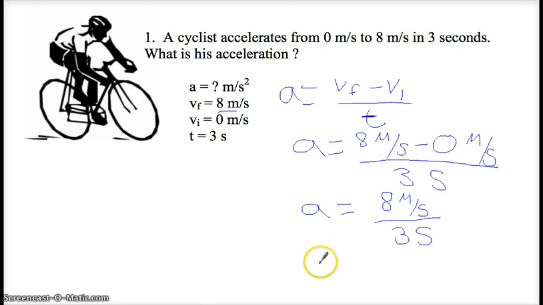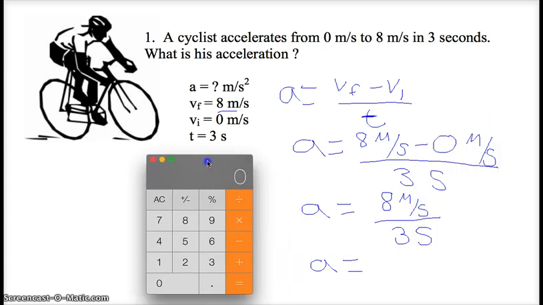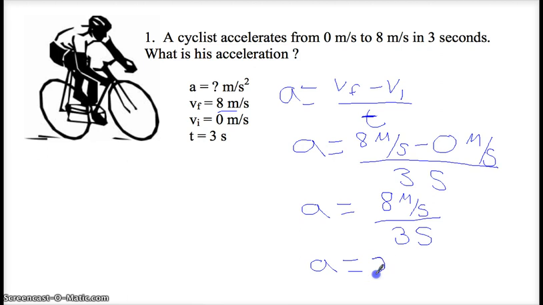So now all I have to do is my calculations. So I'm going to bring up my trusty calculator here. And I'm going to do 8 divided by 3. And I get this really funky number, so I'm going to round it to 2.7 because that 6 rounds up to a 7. So I'm going to do 2.7.